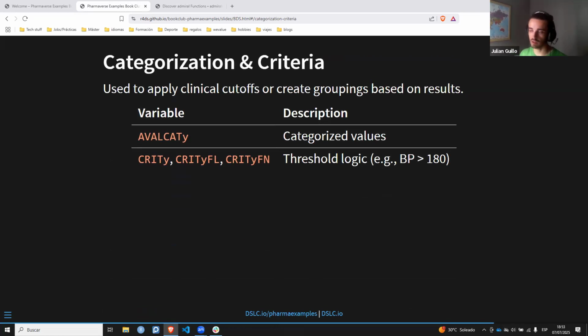Then we also have some other categorizations on other criteria, where we can create different groups based on the results of these variables. For example, if you had a threshold in one of the parameters you're measuring, if you are above that threshold, you are in one category, and if you are below that threshold, you are in another category.